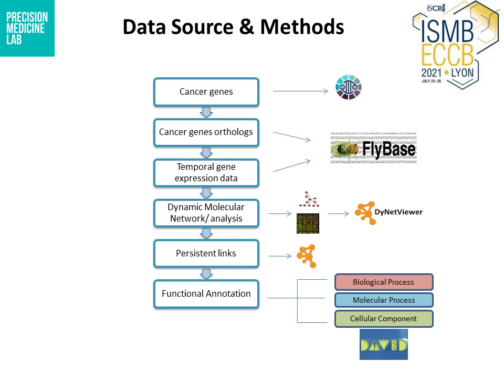Here we have shown the data source and methods we have used in this study. Cancer genes were identified from the COSMIC database, while the orthologs and expression data were obtained from FlyBase. Then, the dynamic network was constructed and analyzed using a Cytoscape app named DynetViewer, followed by finding persistent nodes using Cytoscape. Finally, the functional annotation was performed using the DAVID online analysis tool.